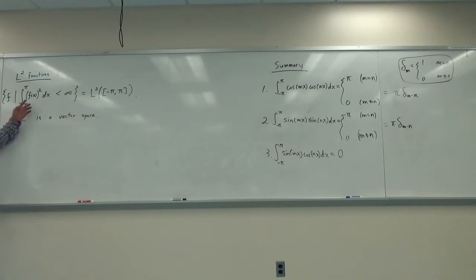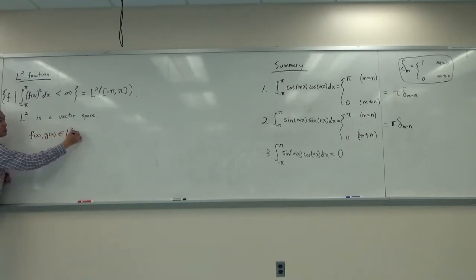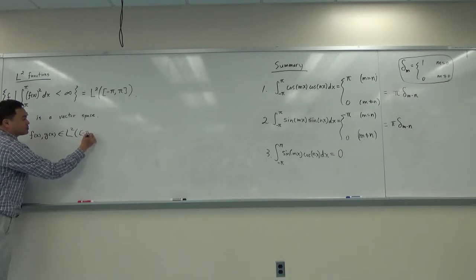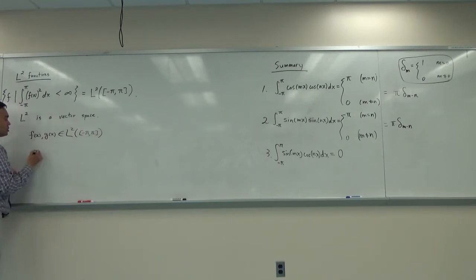But all I'm trying to say is that you can add two functions, and they're still in this space. So what I'm trying to say is that if f(x) and g(x) are in L2 of this space, you can add them, and you can show that this is still in here.